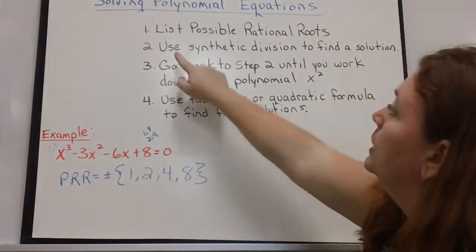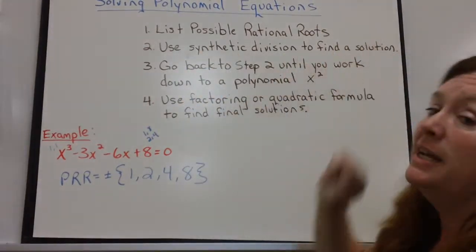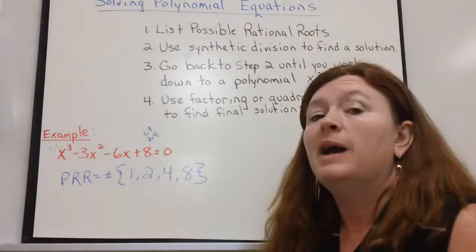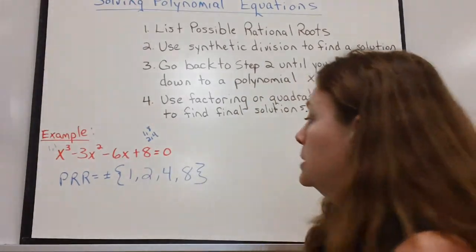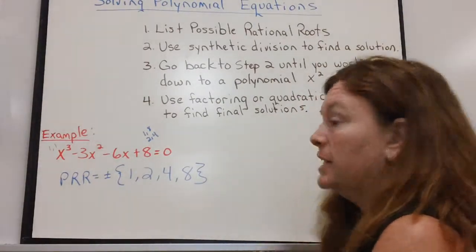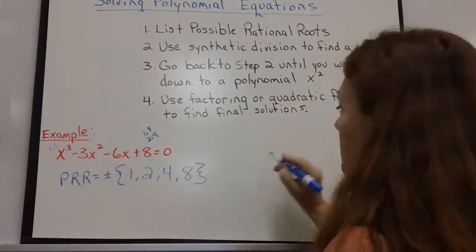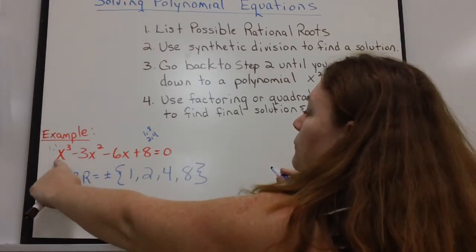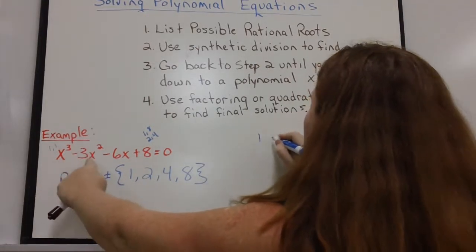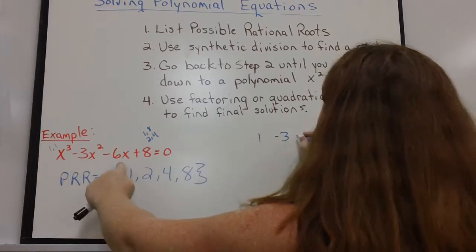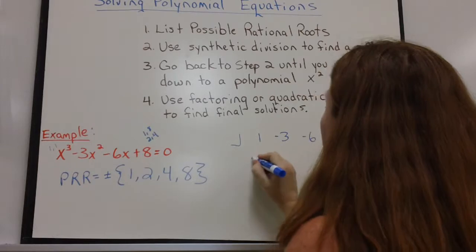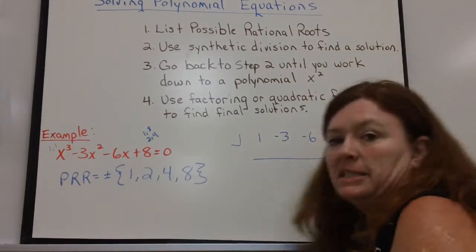Now, step 2. Use synthetic division to find a solution. How do you know if you found a solution? If you have a remainder of 0. So let's do a little bit of synthetic division here. I hope I have enough room. Let's write our coefficients down. 1, negative 3, negative 6, and 8. I'm going to make my little box. And I'm looking for one that has a 0.